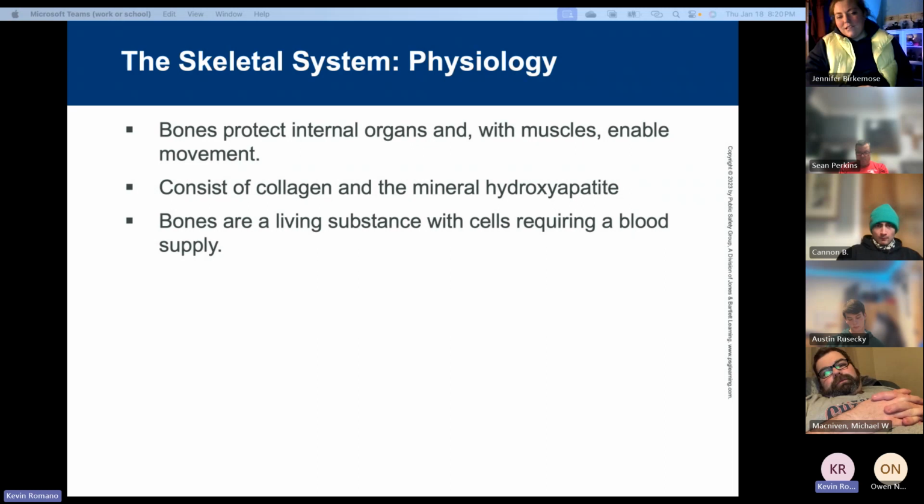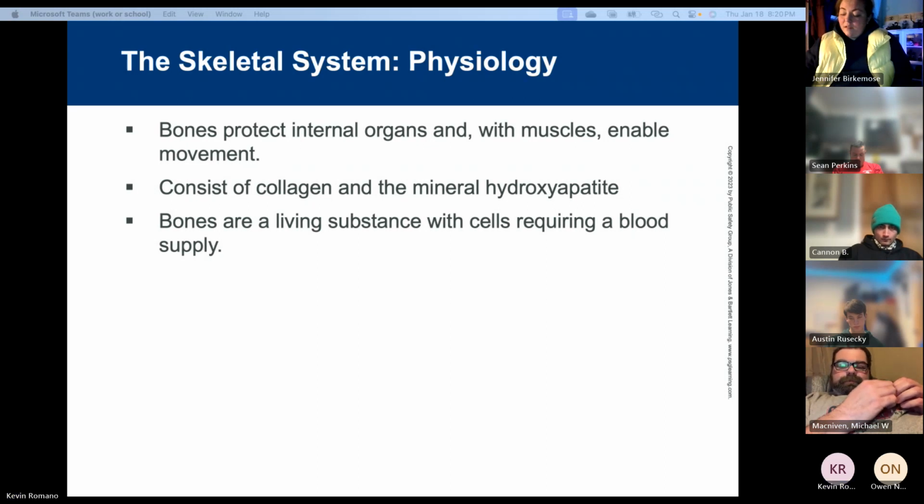So it helps with the creation of various types of blood cells. Remember that in the bone marrow, that's where we start. That's where blood cells are actually made, and bones are a living substance with cells requiring a blood supply. That's why interosseous access, so interosseous access, is identical to putting an IV in place. Right? You just need some pressure behind it to get to where it's supposed to go.